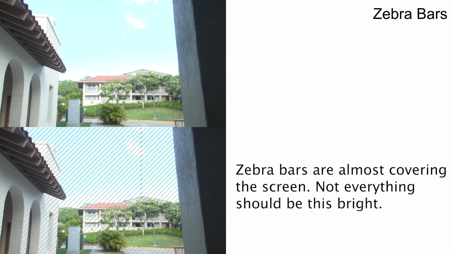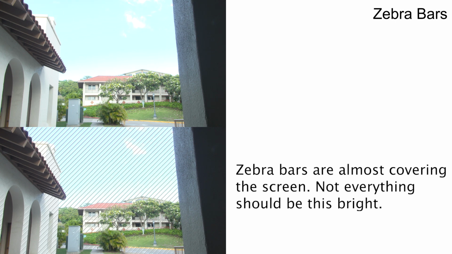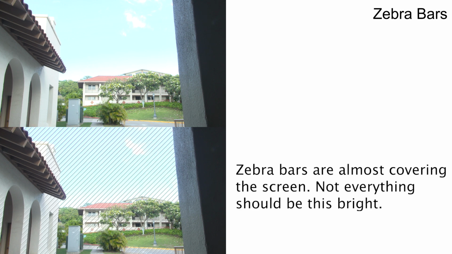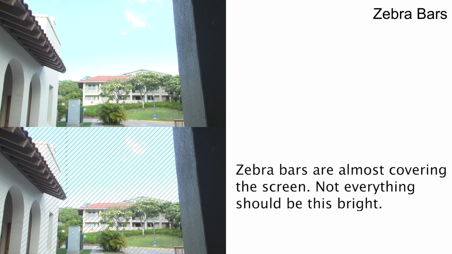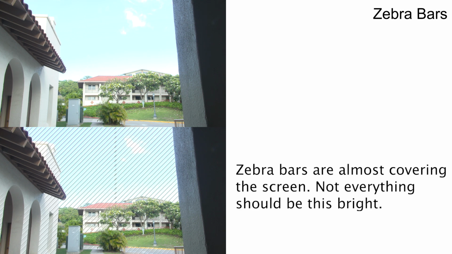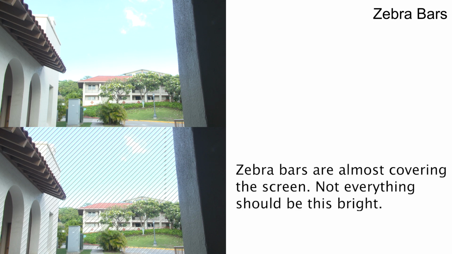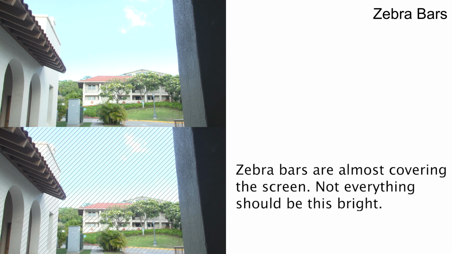And you have to ask yourself, should it be really bright? Should the green lawn be that bright? Should the driveway be that bright? Should everything in that image be crawling with zebra bars? In this particular case, the answer is no. Clearly, it's overexposed because there are too many zebra bars.